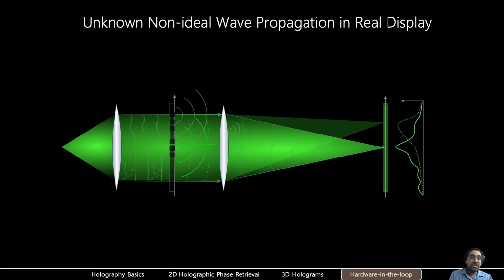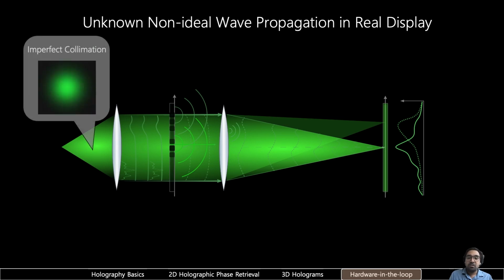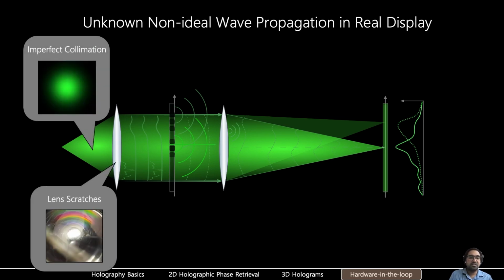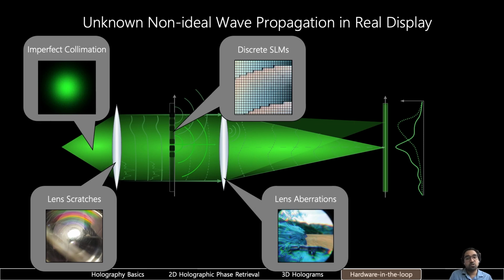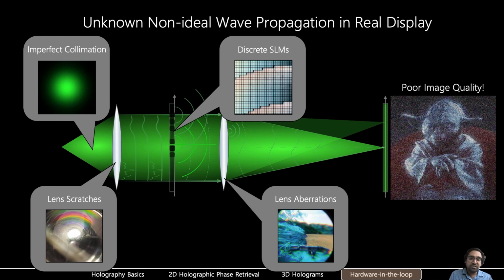However, a real display has several non-idealities, such as non-uniform illumination, imperfect lenses with scratches, pixelated SLMs with nonlinear phase modulation, and aberrations in lenses, and so on. And all these deviations combined make the images coming out of the hardware very noisy, resulting in poor image quality.